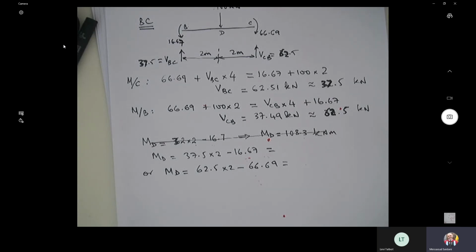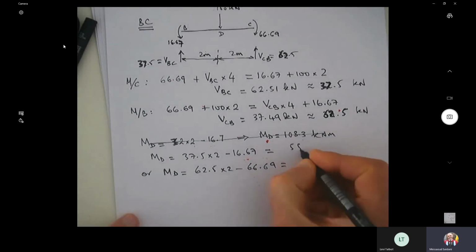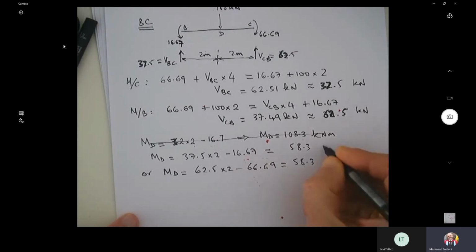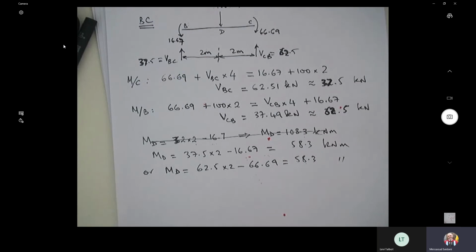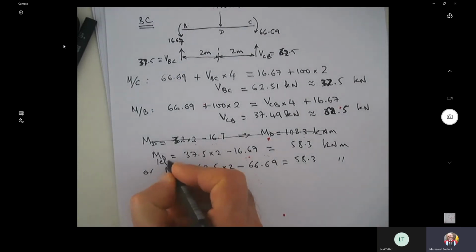When you get your answers at the end, you can round off to one decimal place if you want. That's okay. 58.3. Yes, that's fine. You won't get exactly the same answers because your calculator and what you write down will be rounded off. So that's okay. So what's the answer? 58.3. Thank you very much. That's why you should check it. This is from the left and this is from the right.